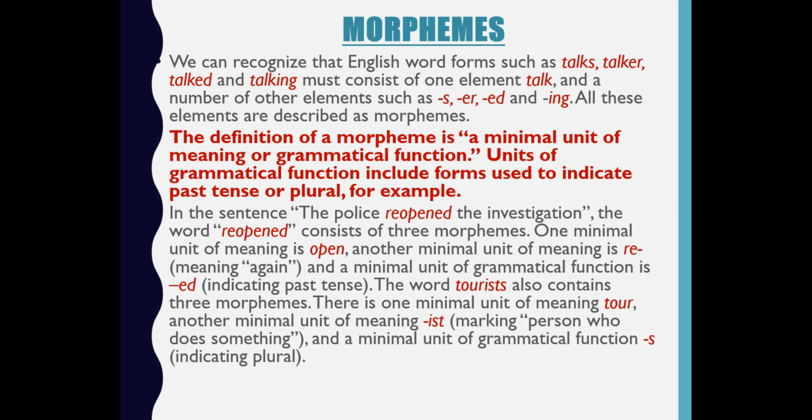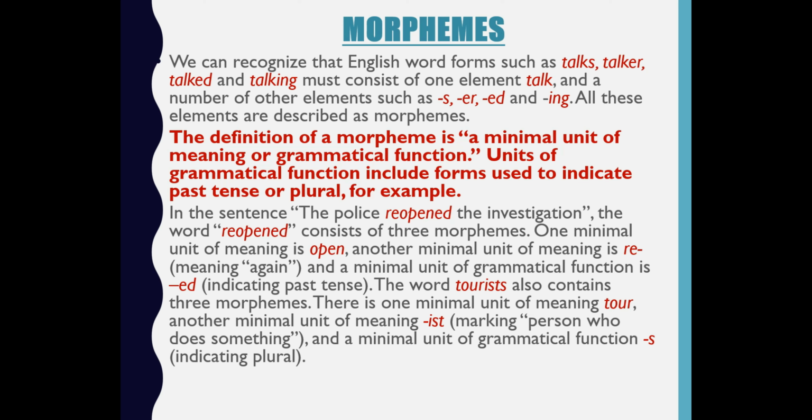We can recognize that English word forms such as talks, talker, talked, and talking must consist of one element, which is talk, and a number of other elements such as s, er, ed, or ing. All these elements are described as morphemes. يعني من الآخر كل 4 كلمات talks, talker, talked and talking كلهم أصلهم talk. الزوايد اللي أنا زودتها على كلمة talk عشان خاطر أخلق ال4 دول اسمهم morphemes.